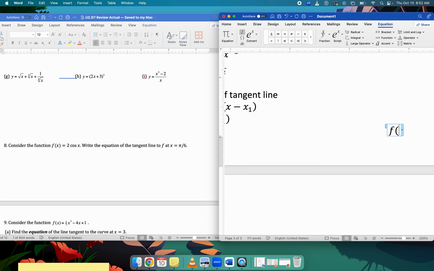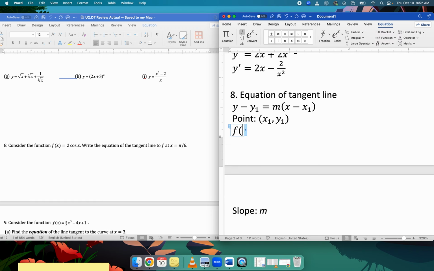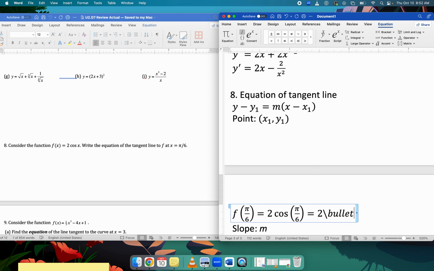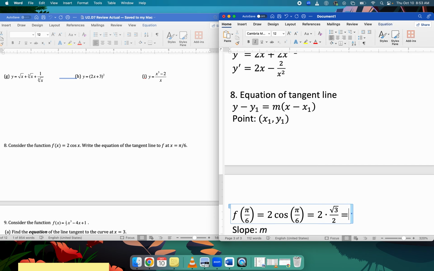So what would that be? F of pi over 6, that would be 2 cosine pi over 6, which is 2 times square root of 3 over 2, which is just square root of 3. Okay, so that is the y coordinate of the point. So my point is pi over 6 comma square root 3.